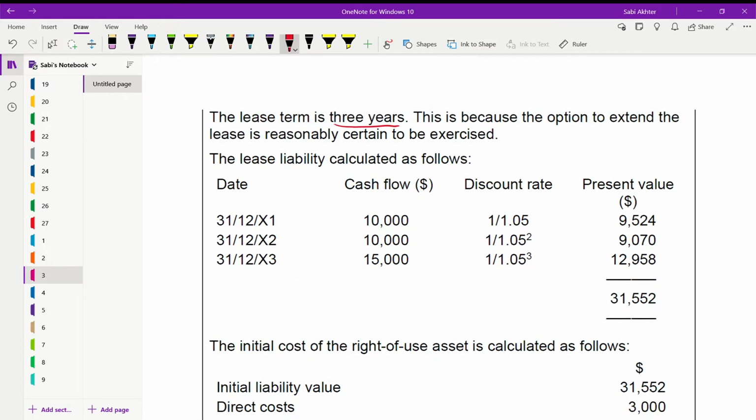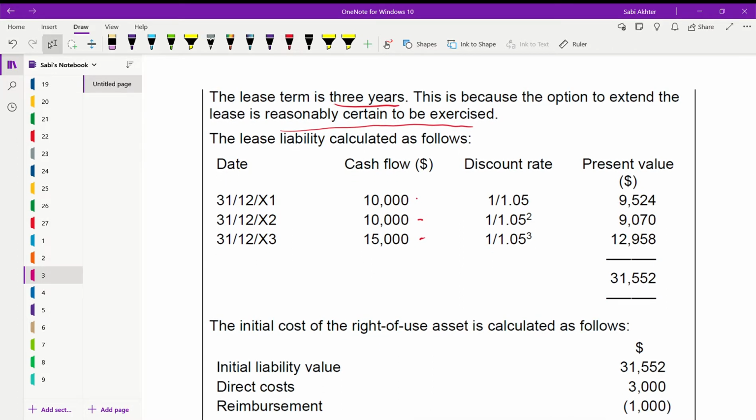This is because the option to extend the lease is reasonably certain to be exercised. That's why the lease term will now be 3 years. So now you have to take 3 years of 10,000, 10,000, 10,000. We are not taking the 15,000. That 15,000 is for the option to extend, that will go later. But it's 10,000, 10,000, 10,000.